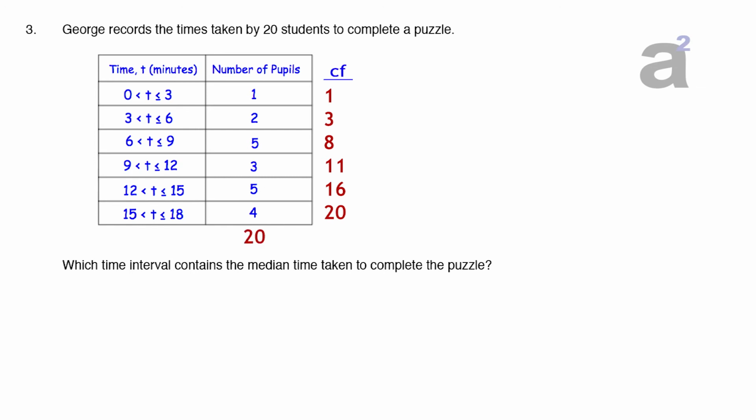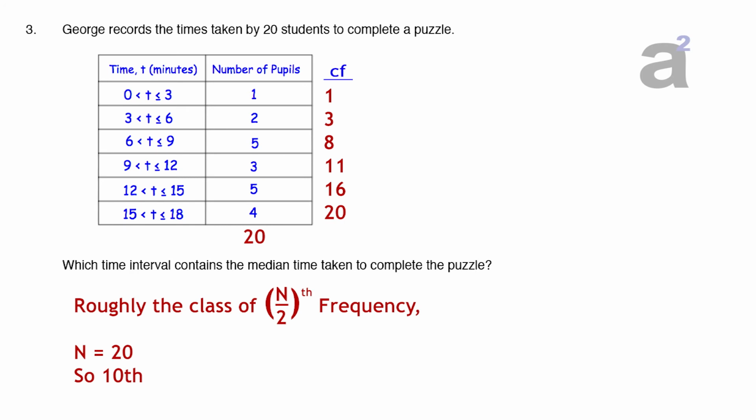So the median will be the middle one, which is the 10th item plus the 11th item divided by 2. And the 10th and 11th, they are coming after 8, which is the fourth line, 9 to 12, that is the class.